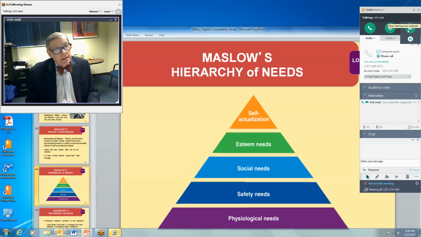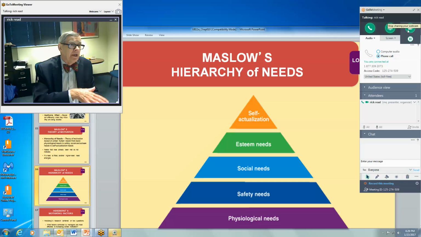So the one criticism of Maslow is that researchers have not been able to replicate the fact that you have to have one need satisfied before you can move to the other need, or that you couldn't be trying to satisfy 2 needs at the same time.